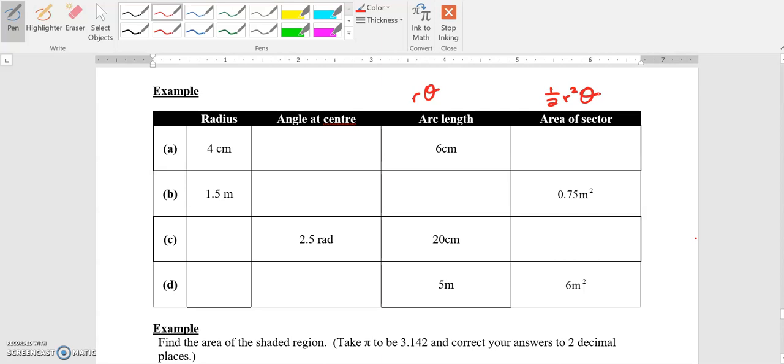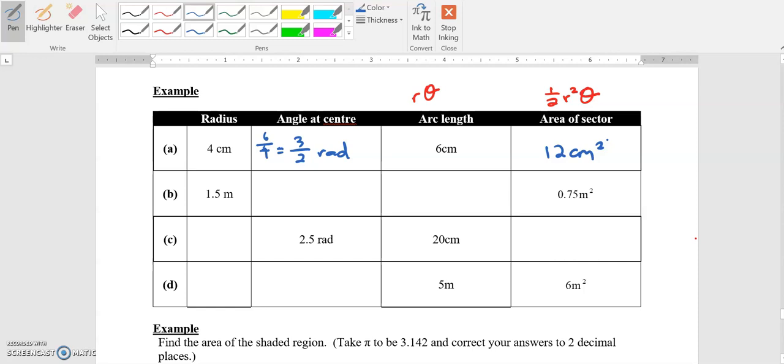So if I'm given the arc length of 6 cm and I'm told that the radius is 4 cm, I will know that my angle at the center, which is my theta, is 6 over 4, which is the same as 3 over 2 radian. Knowing that the angle at the center is 3 over 2 radian, I substitute into my area of sector formula. I'll be able to calculate that my area of sector is 12 cm squared, where I get half times 4 times 4 times 3 over 2.